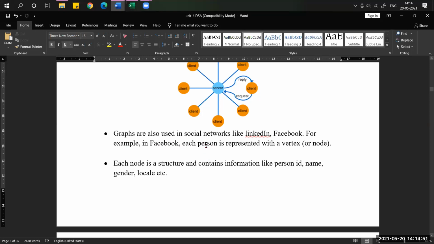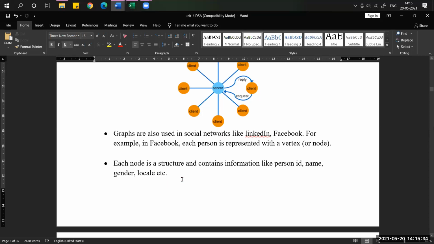Each node is a structure. For example, in Facebook, if you take the person's details, what do they contain? His full name, where he studied, his place, his mail ID, photo, phone number, etc. All those details are present in the form of fields in a node. That's why every node is treated as a structure, and the structure contains the person's information.